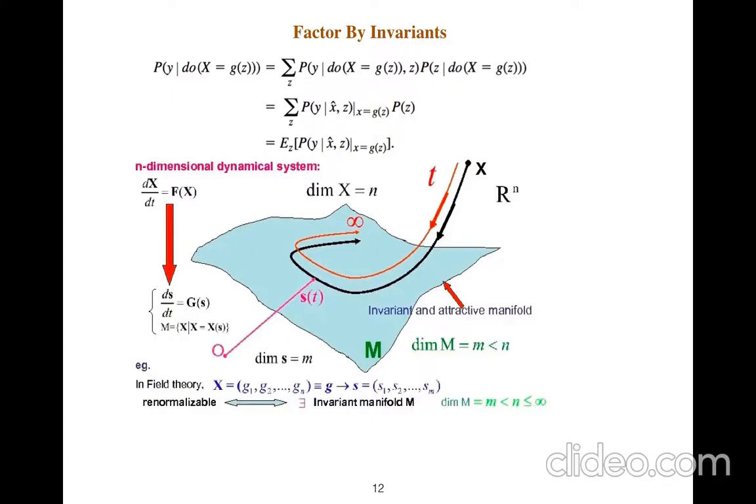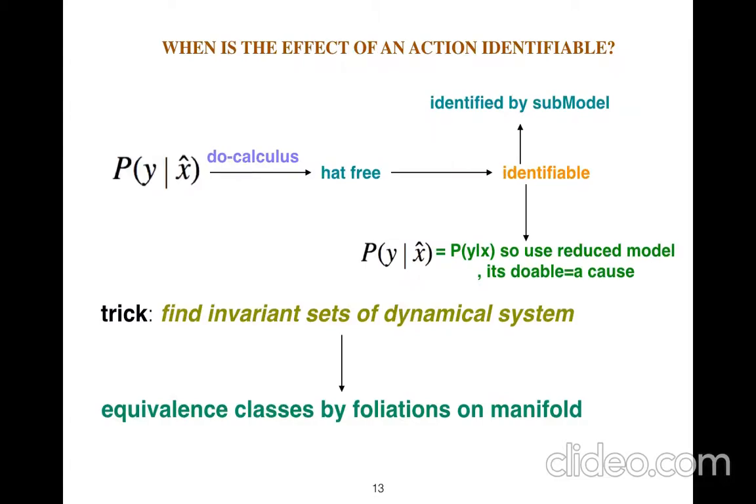On that manifold, on that hyperplane, let's say on that submanifold, everything depends on just the intervention. Our goal is to create an x hat to make it identifiable. If it is identifiable, it's doable, it's the cause. In any kind of problem, even financial markets or cryptocurrency, we just need to understand the invariances of those dynamical systems and make the causal graph.